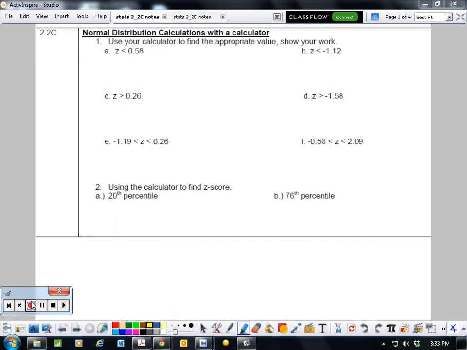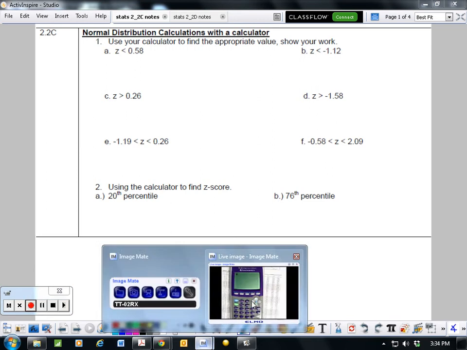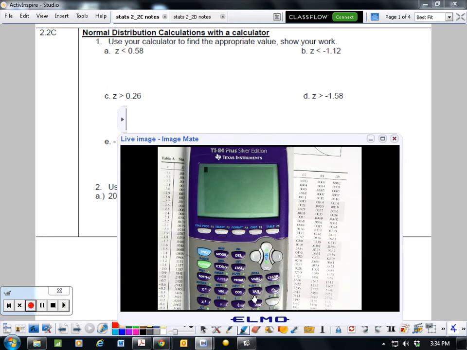Okay, so today we're going to talk about how to use our calculators to help us calculate what is happening with our z-scores. So the very first thing we're going to do is go ahead and look at our calculators and look at what we need to know on our calculator. So let me go ahead and fix this.